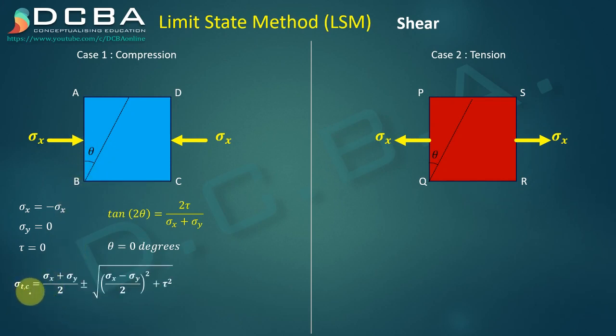Sigma t and sigma c. Sigma x is minus sigma x, sigma y is 0, tau is 0. Again here this sigma y is 0. So what would I get here? Let us solve it. So minus sigma x by 2 plus minus, this would be sigma x by 2.